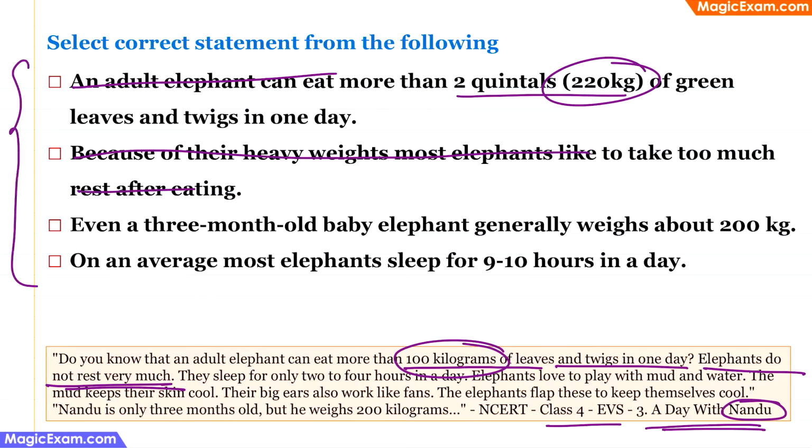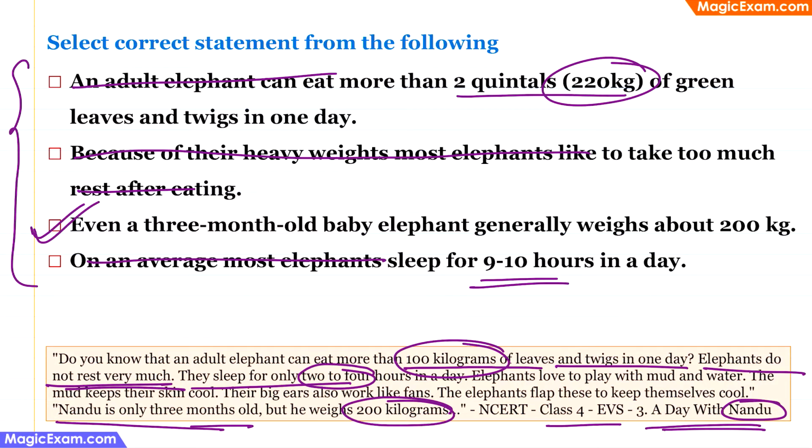Then, statement 3 says even a 3-month-old baby elephant generally weighs about 200 kilos. And it is clearly mentioned that Nandu is only 3 months old, but he weighs 200 kilograms. Therefore, even a baby elephant can weigh 200 kilograms. Therefore, this is a correct statement. And the last statement says that on an average, most elephants sleep 9 to 10 hours in a day. Whereas in the chapter, it is mentioned that they sleep only for 2 to 4 hours in a day. Therefore, this is also an incorrect statement. So here, the third statement is the correct answer.